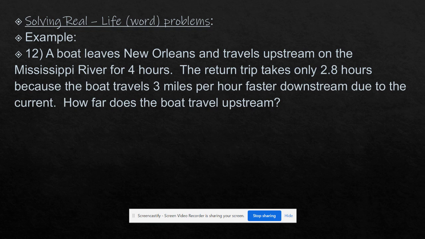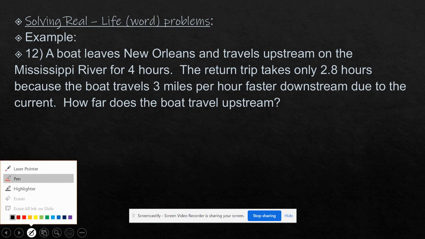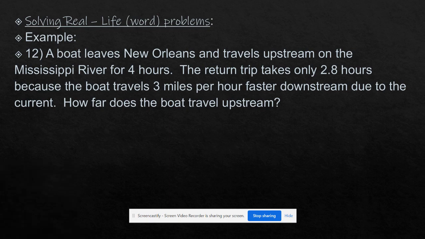Solving real life word problems. Always want to practice a little bit of this. So we're talking about a boat traveling upstream on the Mississippi River for 4 hours. So the return trip only takes 2.8 hours because you're traveling with the current. How far does the boat travel upstream?